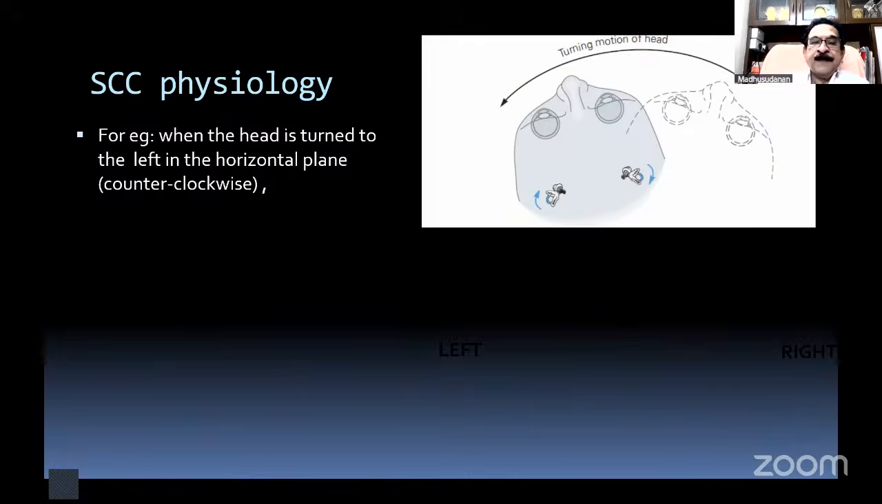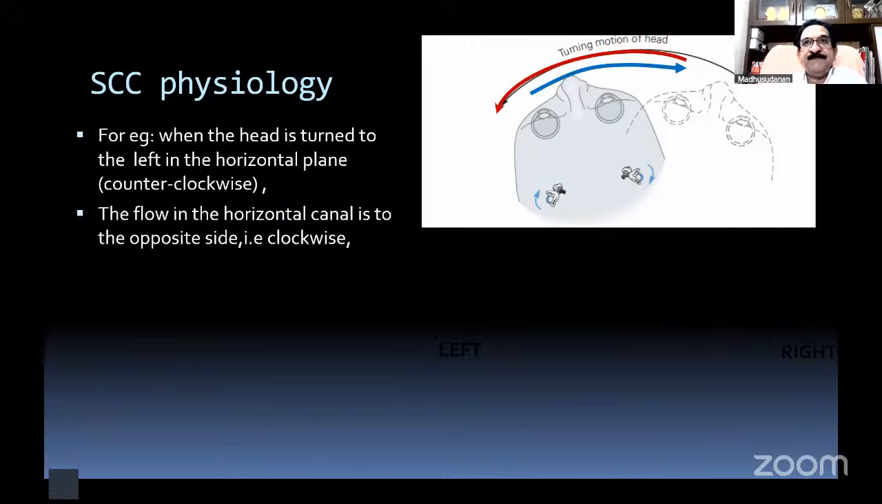For example, here you can see that you are viewing the head from behind. The patient is lying there. You are standing behind the patient's head, and you can see the orientation of the semicircular canals. And here, the head is moving towards the left side. Then what happens? The fluid motion will be in the opposite direction. So the flow in the horizontal canal is clockwise in one, while the other is anticlockwise. See the canal, what happens? The clockwise movement is this way on the right side and that way on the left side.